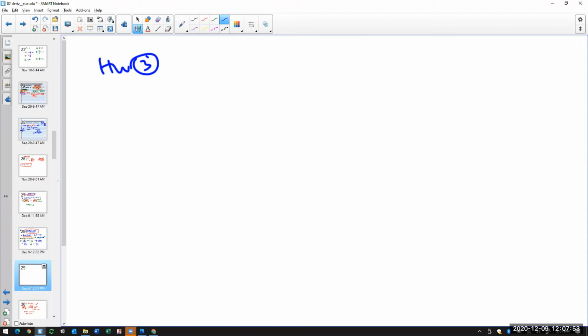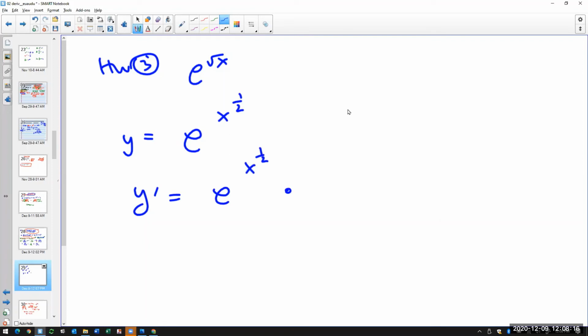What is number 3? Okay, oh, e to the square root of x. Are you taking the derivative of that? Okay, you want to rewrite it to e to the x raised to the 1/2. Then if this is y, y prime is going to be equal to, first, you just copy it. Then you multiply by the derivative of x to the 1/2. So what's the derivative of x to the 1/2? Well, it's 1/2 times 1, right, power rule. 1/2 x to the negative 1/2.